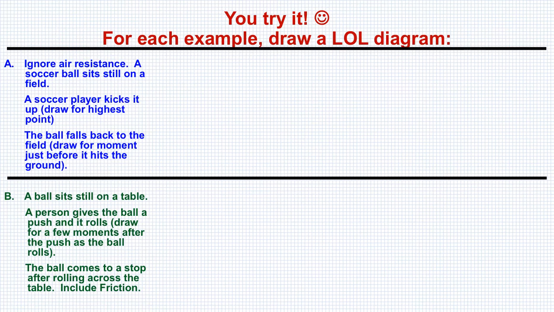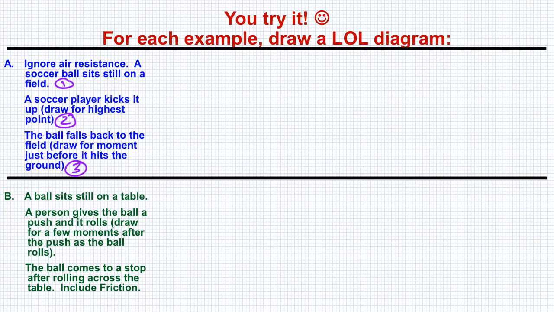Now, I'm going to draw 3 L's here. My first L is going to be for this moment here where the soccer ball is on the ground. My second moment is going to be here for when the ball is at its highest point. And my third moment is going to be here where the ball is just about to hit the ground and it's traveling at its fastest speed as it falls.